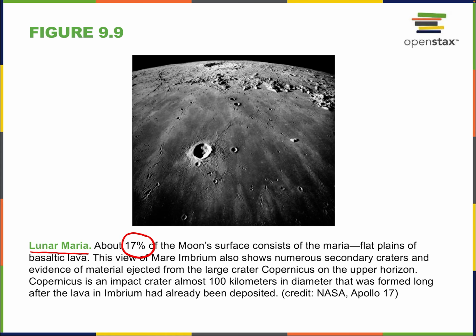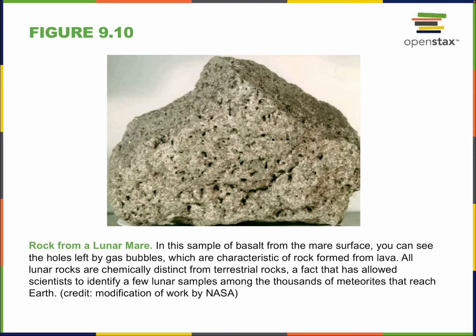And they're large flat plains of basaltic lava, okay? And from the Apollo missions, and maybe even these recent Chinese missions, we brought back rocks from the highlands as well, but also from the Maria. Here's an example of a rock from the Maria. And we can see that it's clearly volcanic. We can see that it's volcanic due to all the air bubbles that formed in it.